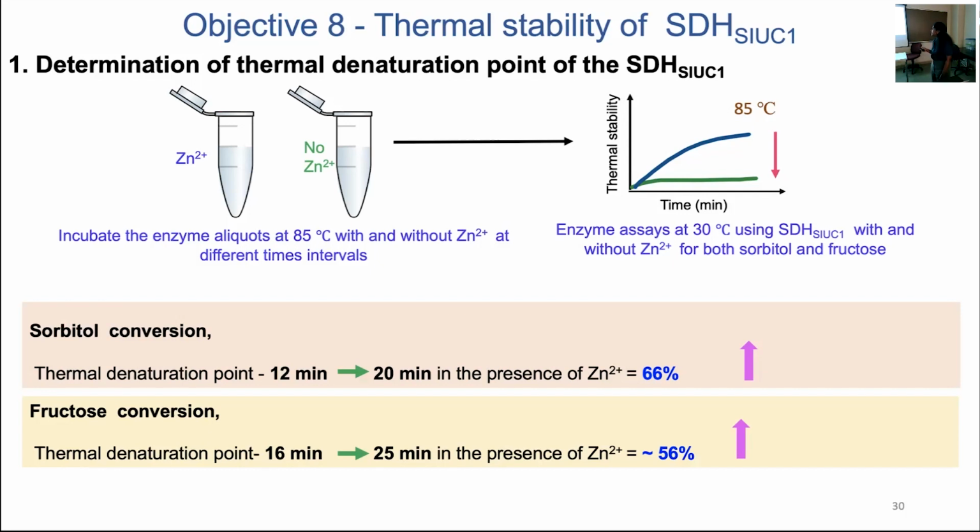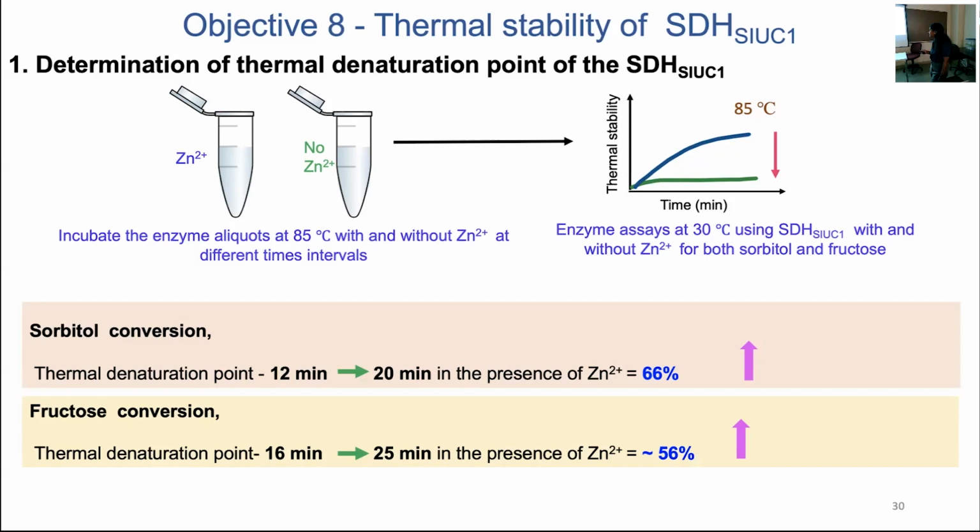So what we observe here is, when you have zinc 2 plus added to the pre-incubated enzyme, we observe an elongation or extension of the thermal denaturation point for both the reactions. If you talk about sorbitol, without zinc, it was terminated at 12 minutes.